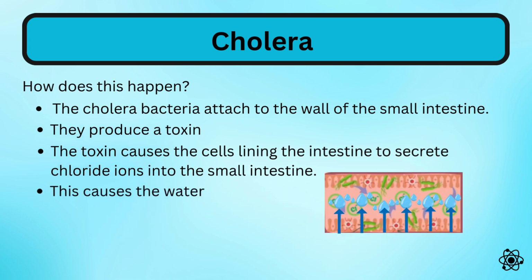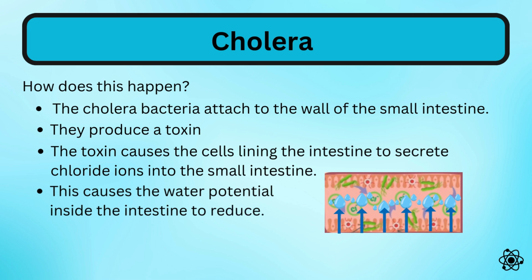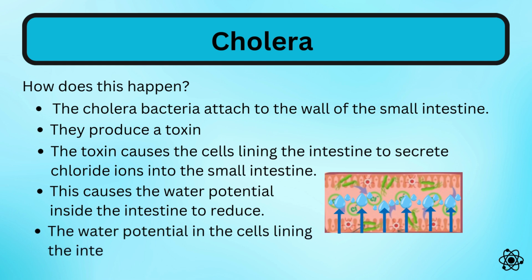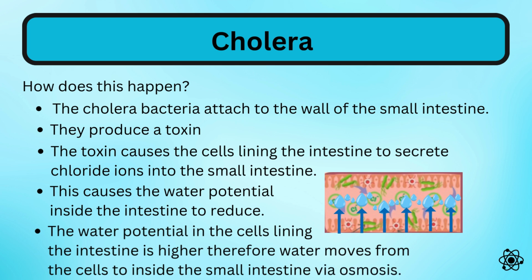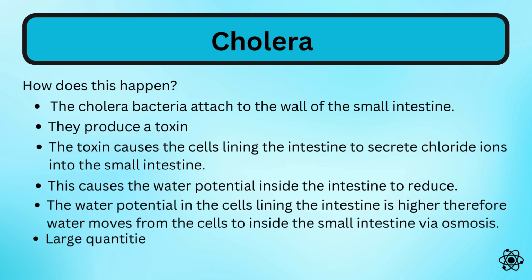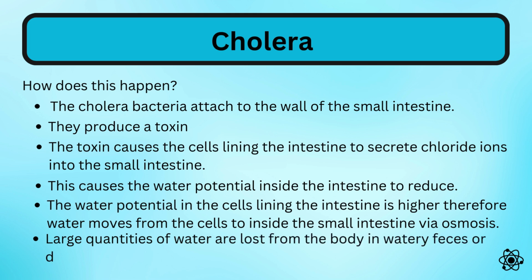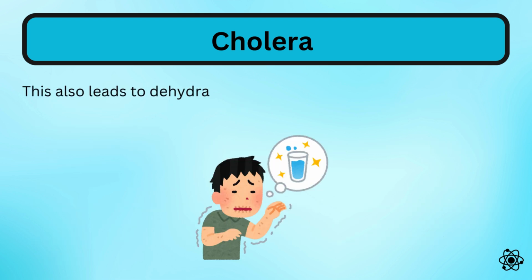This causes the water potential inside the intestine to reduce. The water potential in the cells lining the intestine is higher, therefore, water moves from the cells to inside the small intestine via osmosis. Large quantities of water are lost from the body in watery feces or diarrhea. This also leads to dehydration and loss of ions from the blood.